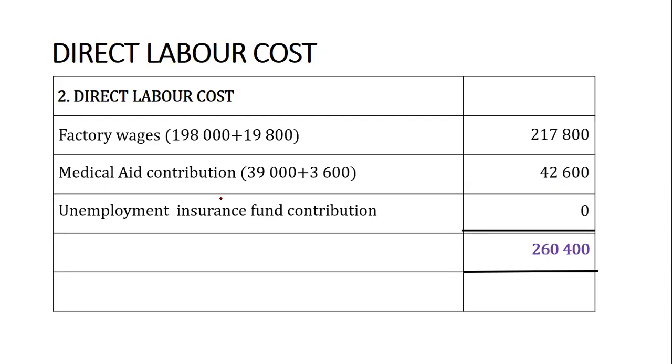All right. Now, for this unemployment insurance fund contribution, how would they ask a question like that? They will simply say that the employer contributes only 1% of your basic salary. Now, let's say basic salary is 60,000 Rand per month. What is 1% of 60,000? It's 600. Do you agree?